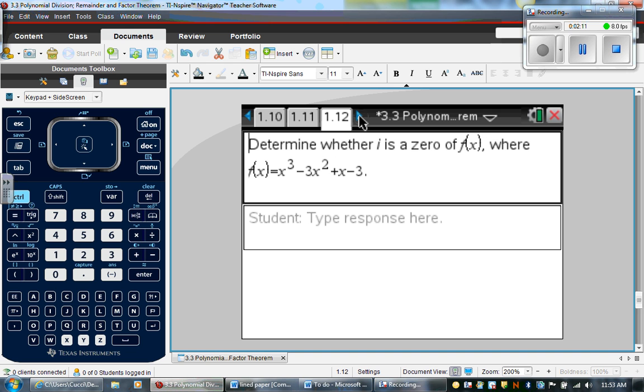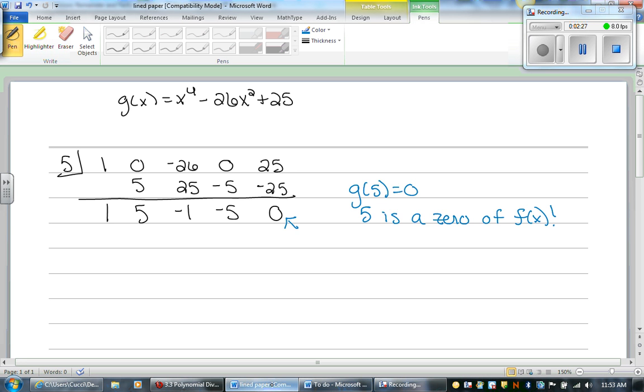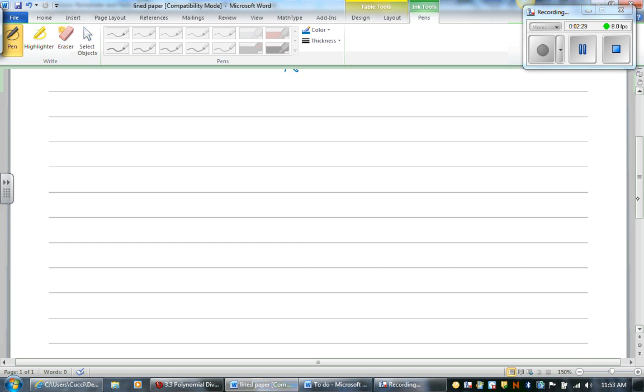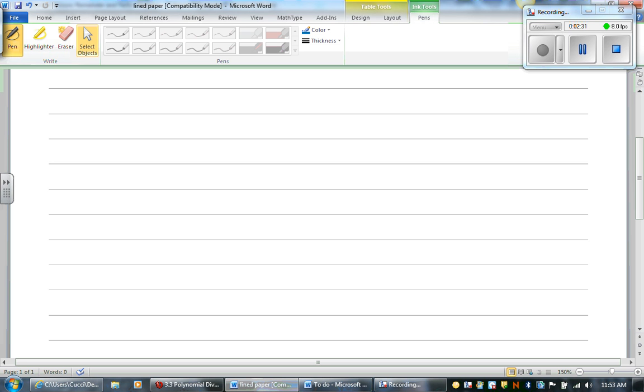Okay. So the next question says determine whether i is a 0 of f of x, where f of x equals x cubed minus 3x squared plus x minus 3. So i, again, is our imaginary value. It's the same thing as the square root of negative 1. So let's give that a shot. And hopefully you remember from trig about complex numbers.